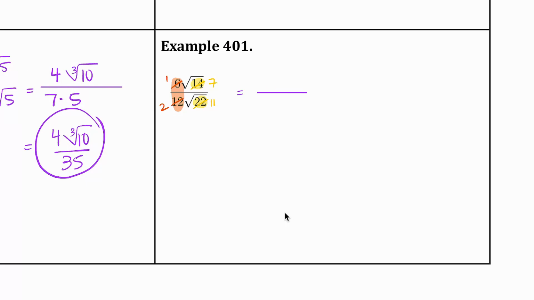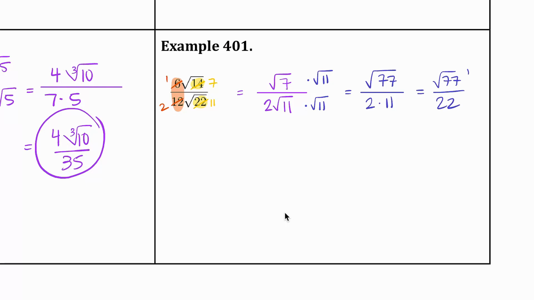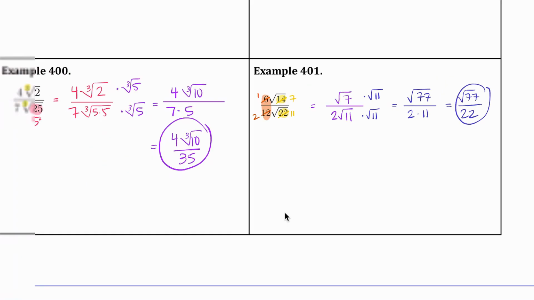I'm going to have 1 square root of 7, or just square root of 7, divided by 2 square roots of 11. Okay, we're trying to get rid of this radical, so I'm going to multiply by the square root of 11. So on bottom, we get 2 times 11, and on top, we get the square root of 77. Square root of 77 can't be simplified. 2 times 11 is 22, and we'll leave it just like that.